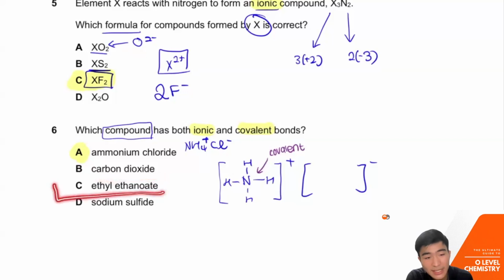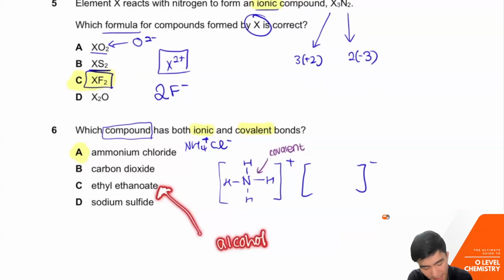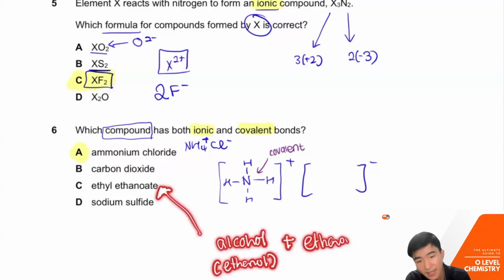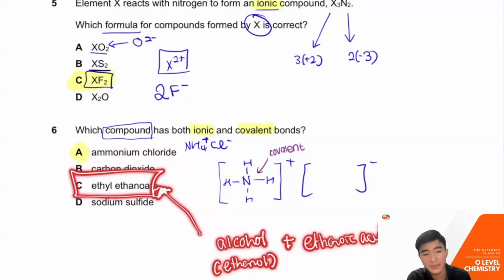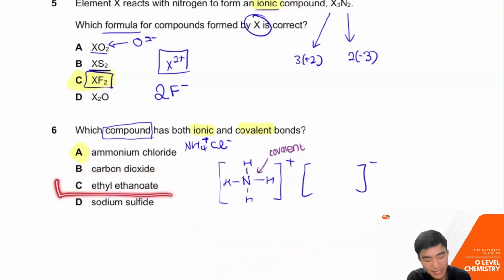Ethyl ethanoate is something that is a bit special. What is ethyl ethanoate? Ethyl ethanoate is when an alcohol, in this case ethanol, reacts with a carboxylic acid, which is ethanoic acid. This will form what we call an ester. This ester is an organic compound that has no charge as well, so it's a completely covalent substance. So the answer is no as well.